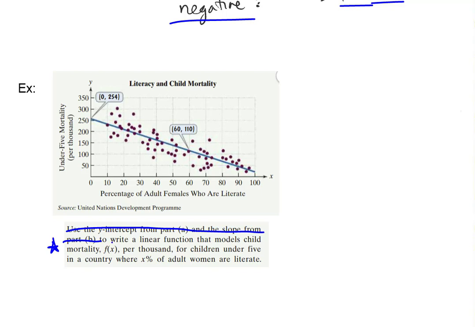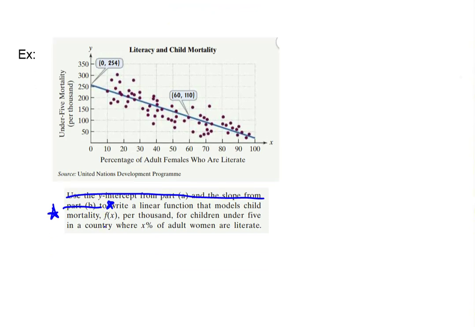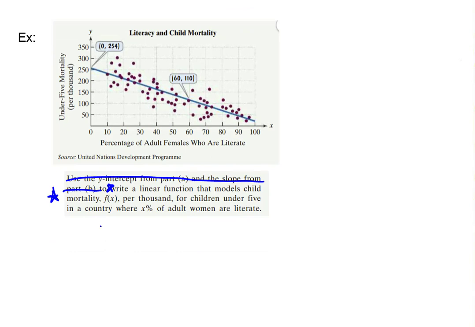This one says write a linear function that models child mortality, f of x per 1,000, for children under 5 in a country where x% of the adult women are literate. So that's describing what's already labeled in this chart, which means we want to basically just get the equation of this line. What we've been given in the chart are these two coordinates that we can use. One of them is a y-intercept, the point 0, 254. And the second point is not an intercept, but just a point on the line. It's the point 60, 110.